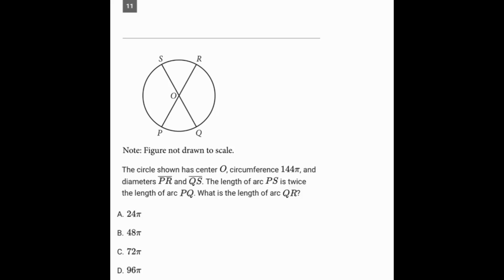Now going over to question 11, to start this question, we can see that the length of arc PS is twice the length of arc PQ. So we can show that with x's. If PS has 2 x's, for PQ we can put 1 x.